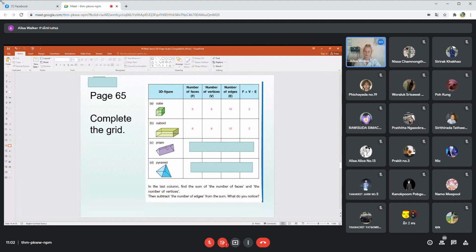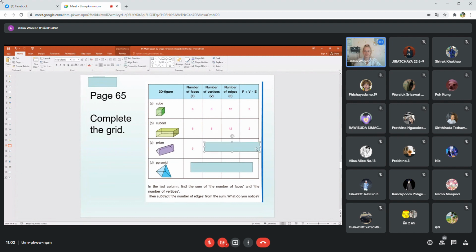There's 1, 2, 3 rectangular ones plus 1, 2 triangular faces. How many is that altogether? 3 plus 2 equals how many? Look at my fingers, I'm showing you. 5. 5, yes. 5 faces.